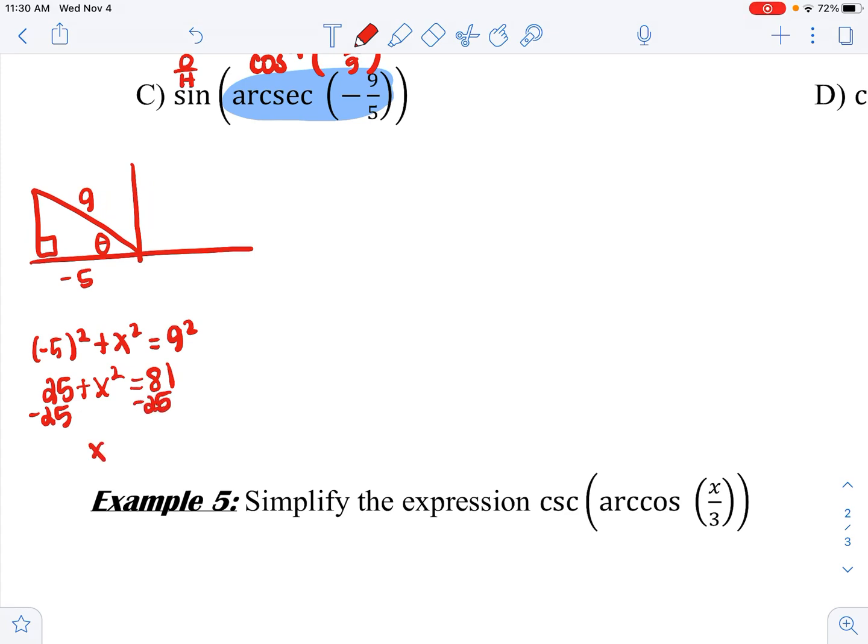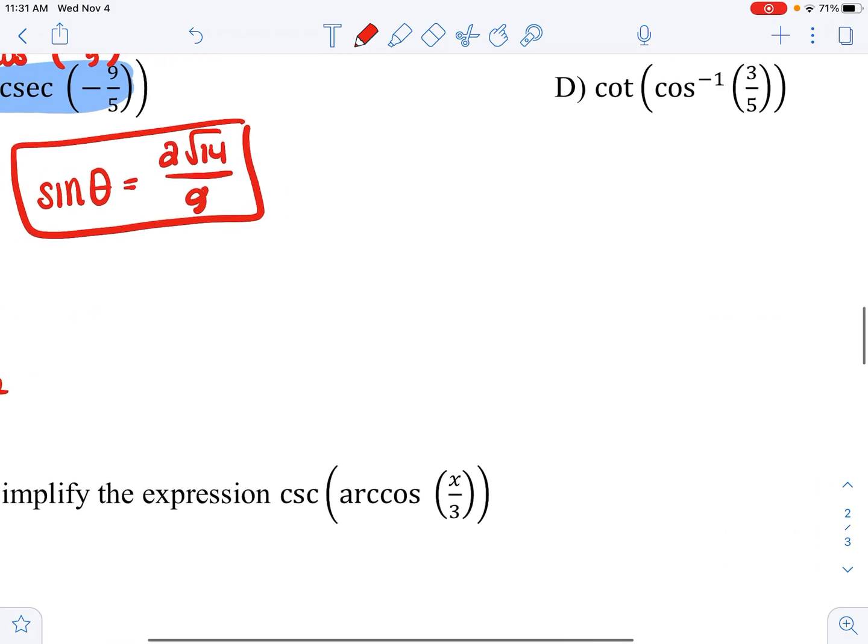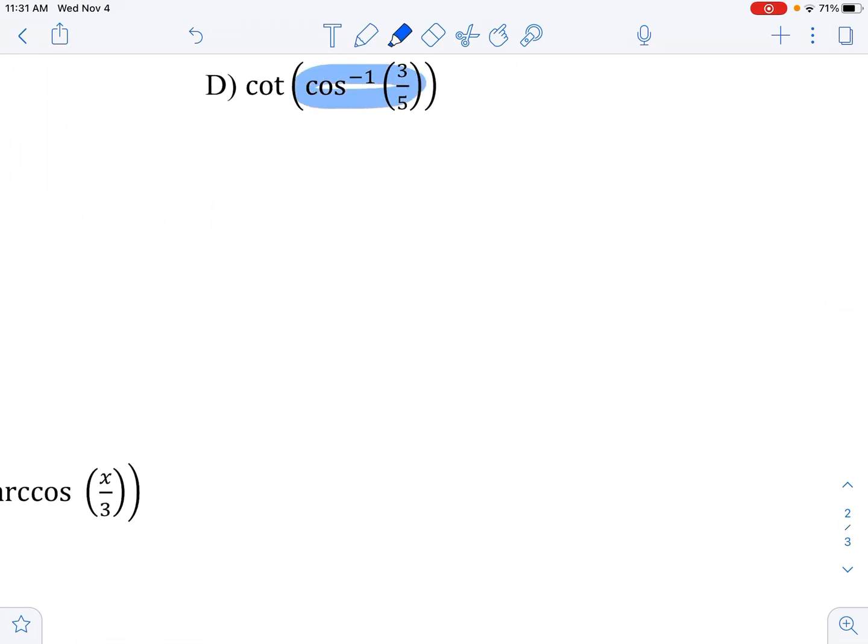So I have 25 plus x squared is equal to 81. Subtract 25 from both sides. I get x squared is equal to 56. Square root, plus or minus. X equals plus or minus, and I'm not going to leave it as root 56 because perfect squares go in there. Well, a perfect square goes in there. 4 goes in there 14 times. Square root of 4 is 2, so this is plus or minus 2 root 14. Since it's up, it's positive 2 root 14. All right, now I just need the sine of that angle. Sine is the opposite side, which is 2 root 14, over the hypotenuse, which is 9.